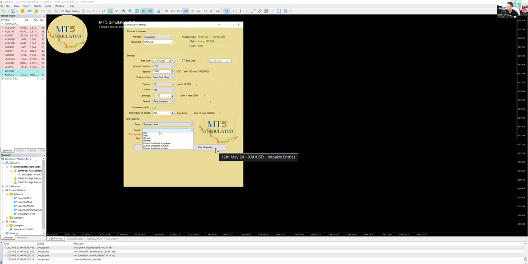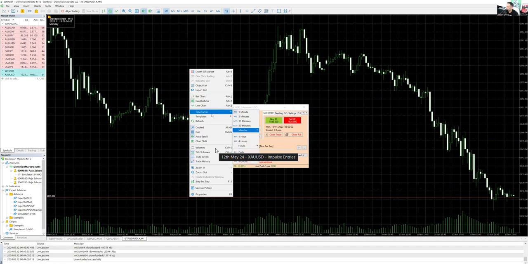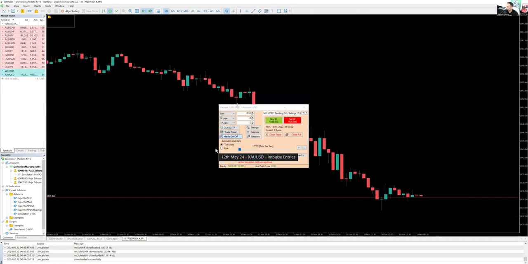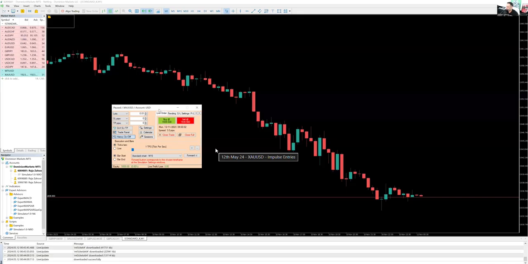Chart settings, standard chart, period is going to be, so period means the smallest time frame that we want to look at. That's going to be 15-minute, and start simulation. Okay, there we go. Simulation has started. Get my dark candles right over here. I almost forgot how to use MT5, to be honest. So this is November 13th, 9 a.m. What time is this? Why is it saying 9 a.m.?